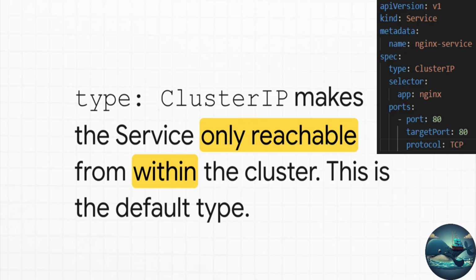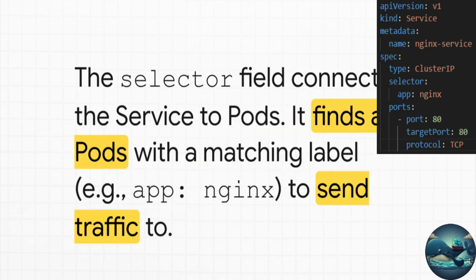This setup makes the service reachable only from within the cluster, which is absolutely perfect for things like microservices talking to each other. Now this is where the magic happens. Look at that selector field. We've set it to app: nginx. You can think of this as a kind of matchmaker. The service is constantly looking around the cluster for any pods that have that exact label, app: nginx, and it automatically starts sending traffic their way.